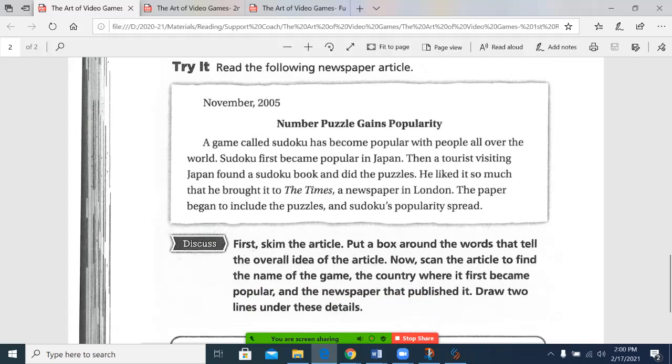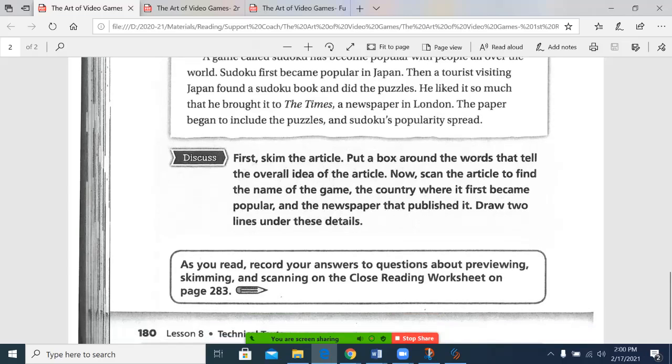Now I see the name of the game, so I know what it's about. And as I read it a third time, I can look for details. Found it: visiting Japan, found a book and did the puzzles. Liked it so much, he took it to a newspaper in London who began publishing those. And then we know that the popularity spread from there. And you can find those books even today at bookstores.